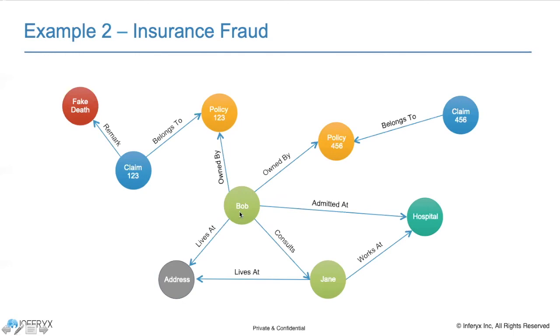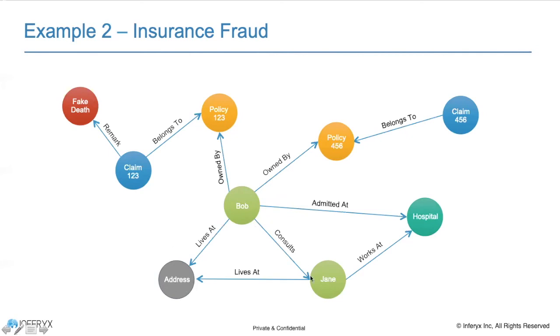Second, I see that Bob was admitted in this hospital, and he was also consulting Jane. Looks like she's working at the hospital. Now Jane could very well be working at the hospital, and hence Bob is consulting her. So this may be an okay scenario. But then we see that Bob is living at an address which is the common address for Jane.